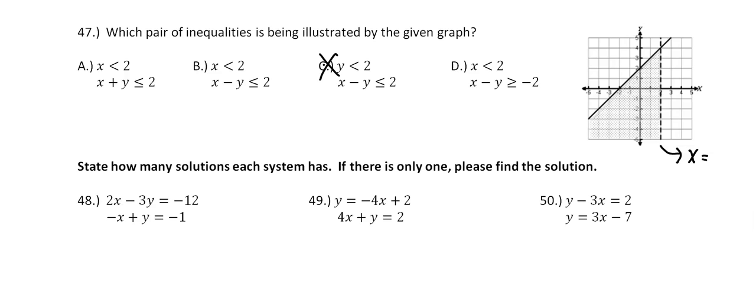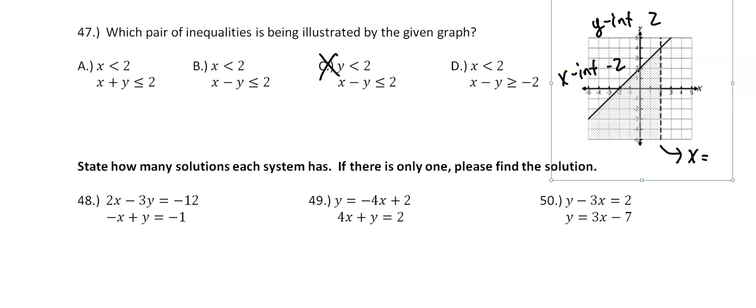Okay. The rest of these all say x is less than, which kind of fits. So then we just have to look at this guy. And when I look at this thing, this guy has a y-intercept of positive 2, and it has an x-intercept of negative 2.